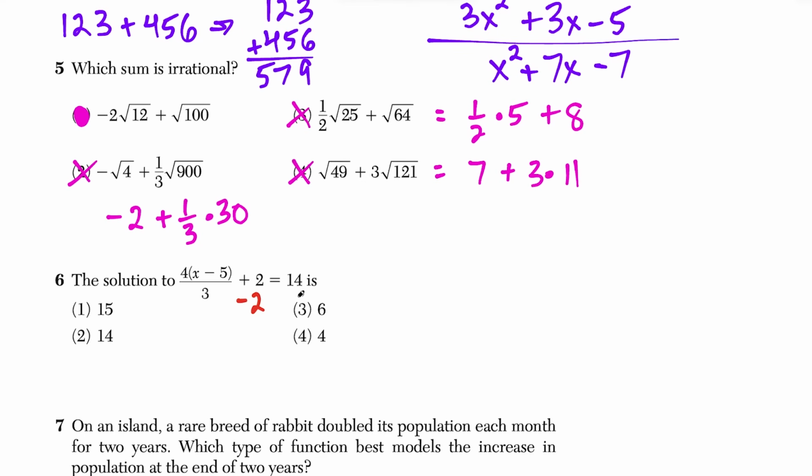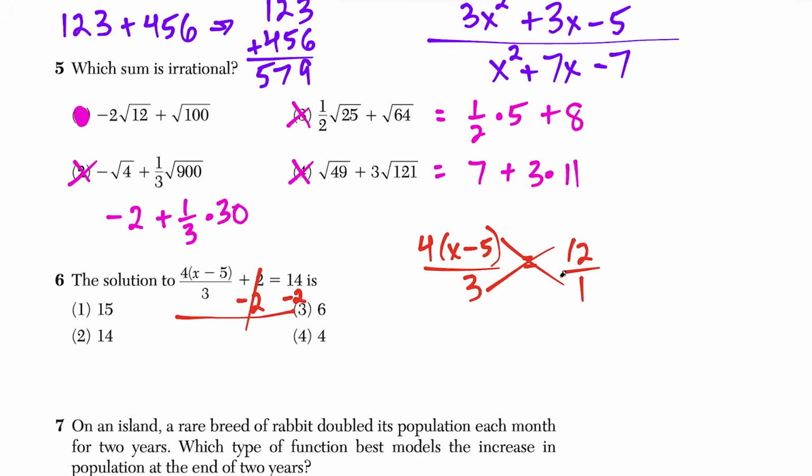I'll do the algebra, and then I'll do the calculator method. So first, if I'm doing the algebra, I'm going to start by subtracting 2 on both sides. And that's going to give us 4 times (x minus 5) over 3 is equal to 14 minus 2, which is 12. And then from here, what we could do is cross multiply. I have 4 times (x minus 5) times 1, which is just 4 times (x minus 5), equals 12 times 3, which is 36.